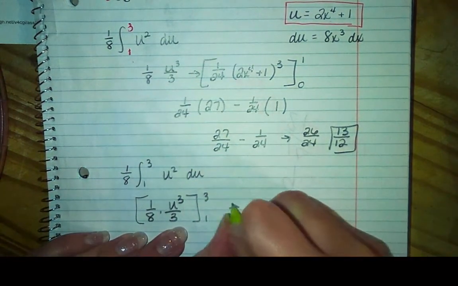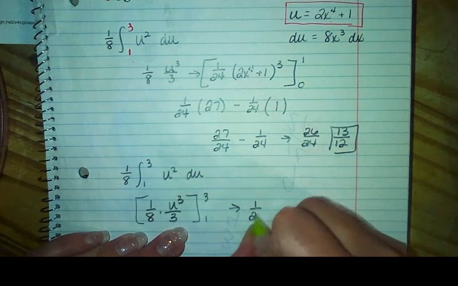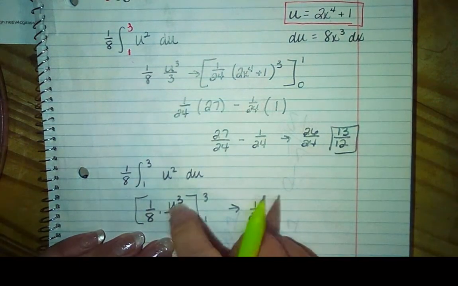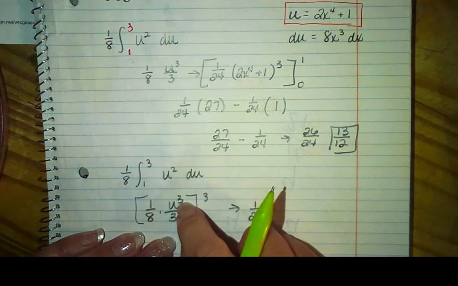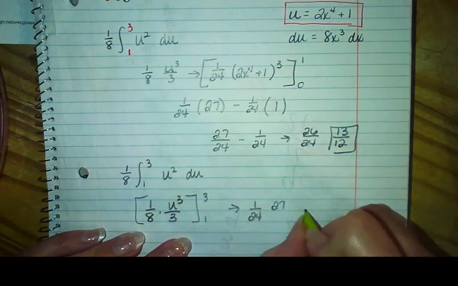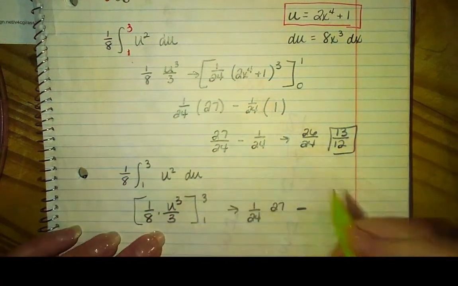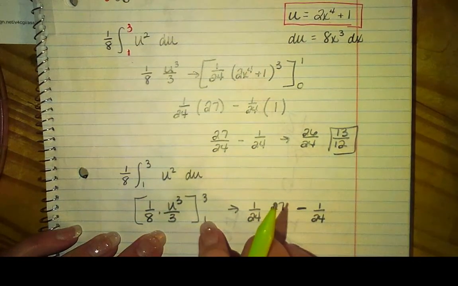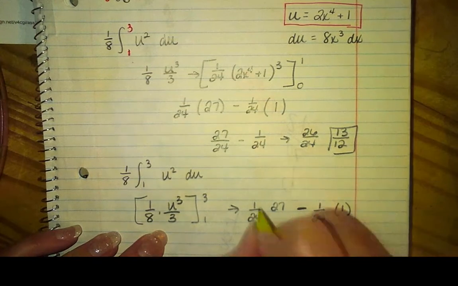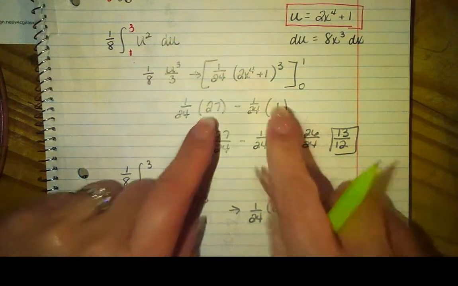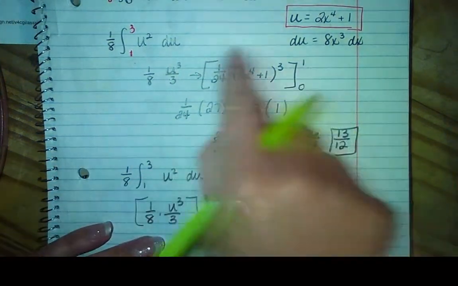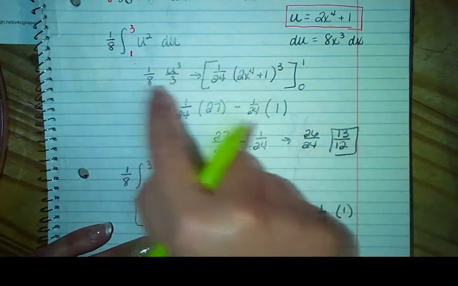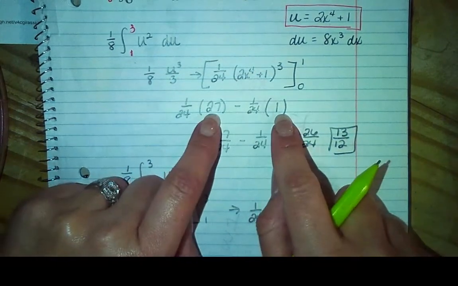So this becomes 1/24th, and then 3 to the third is 27, minus 1/24th, and then u to the first is 1. Okay, so what did I get up here? I saved all of this back substitution in this mess, and I just dove straight to here.